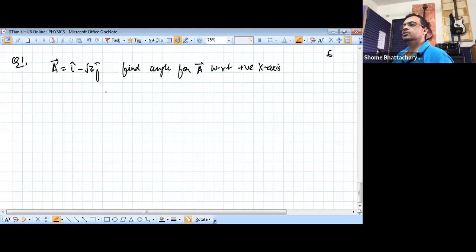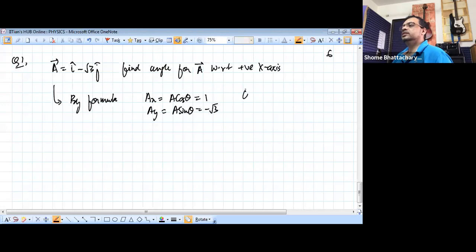So there are two ways of doing this. One is by the formula method. By formula, you can see that A's x component, which is A cos theta, should be equal to 1, and A's y component, which is A sin theta, is equal to minus root 3, where theta is the angle with respect to the positive x-axis.